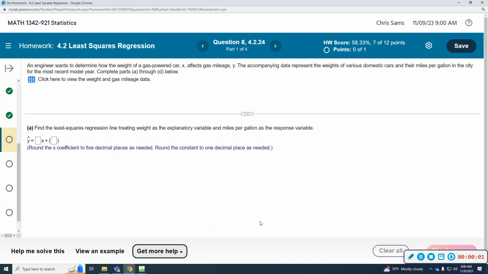All right, question 8. An engineer wants to determine how the weight of a gas-powered car, X, affects the gas mileage, Y. The accompanying data represent the weights of various domestic cars and their mileage per gallon in the city for the most recent model year. Okay, we're going to complete parts A through D. So we're going to look at the data, and part A says find the least squares regression line treating weight as explanatory variable and miles per gallon as a response.